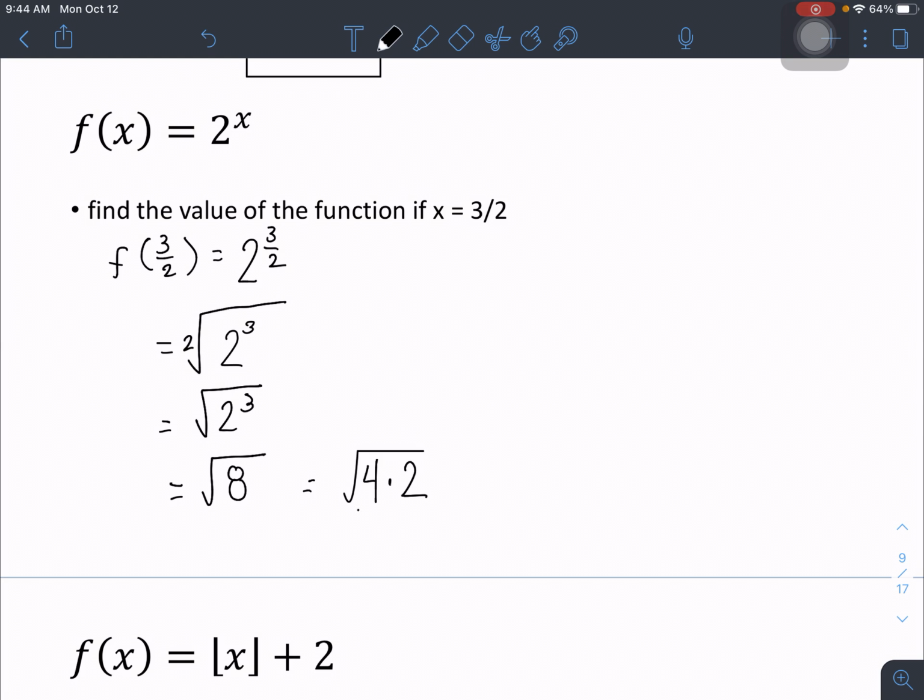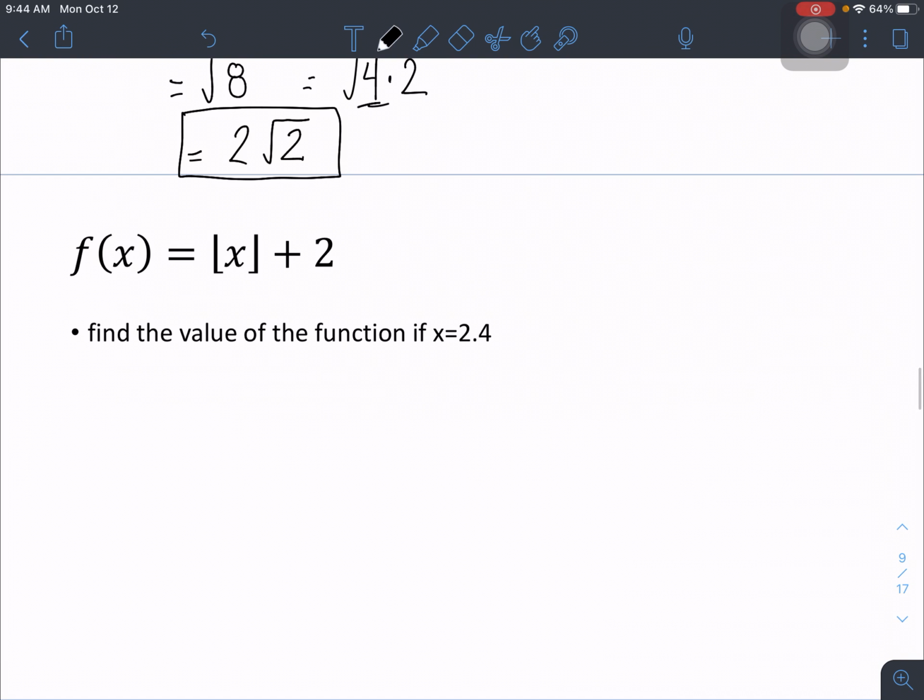Okay? And 4 is a perfect square. So with that, we can extract 4 from the radical sign. So square root of 4 will be 2. The remaining factor will be left inside the radical sign. So 2 square root of 2. So this is our final answer.